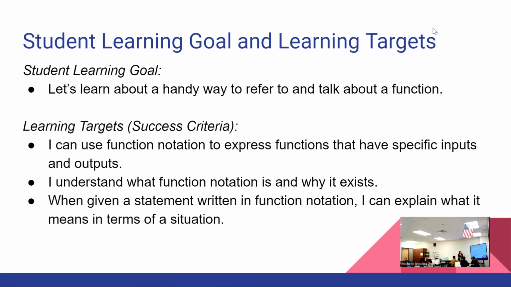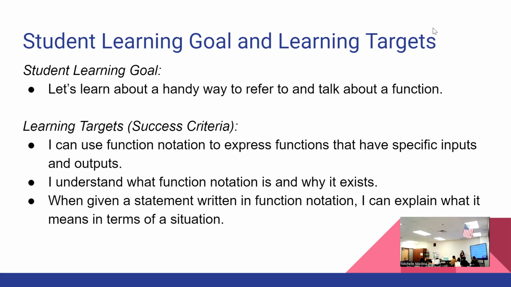So if you can use function notation to express functions that have specific inputs and outputs, so determining what should be the input, determining what should be the output, then great. It always boils down to f of x equals y. So if they give you a number in the parentheses, that means that's your input. If they give you a number on the other side of the equal sign, that's your output. Then you have to solve and things like that. It always goes back to that.